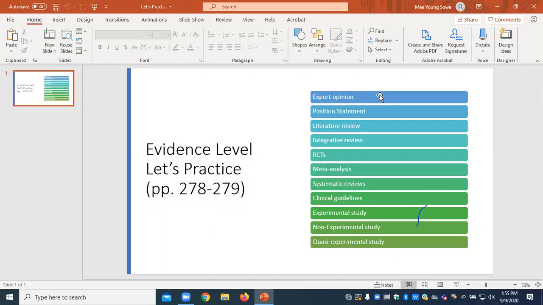It's level 3? Level 1. Oh, 1, I'm sorry. Yeah, 1. Control is done. It has a control group. It has randomization and manipulates the independent variable, the intervention. That's level 1.